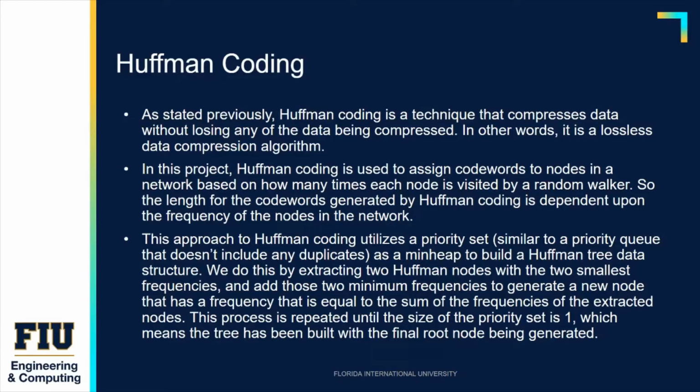The way we do this is by extracting 2 Huffman nodes with the 2 smallest frequencies. We add those 2 minimum frequencies to generate a new internal node that has a frequency equal to the sum of the frequencies of the extracted nodes. This process is repeated until the size of the priority set, or the min heap, is 1, which means that the tree has been built with the final root node being generated.